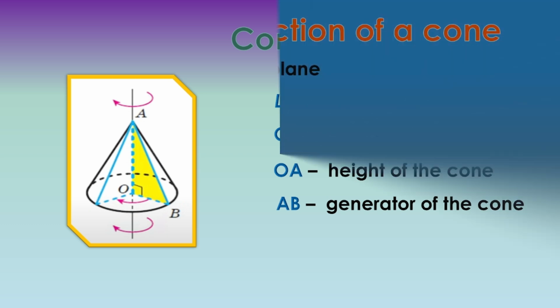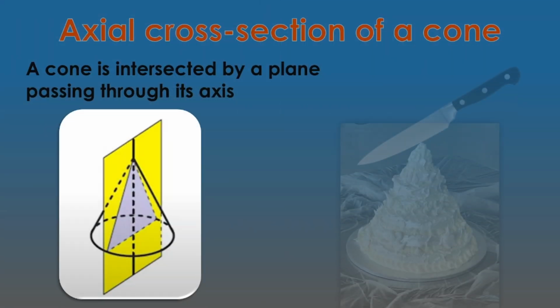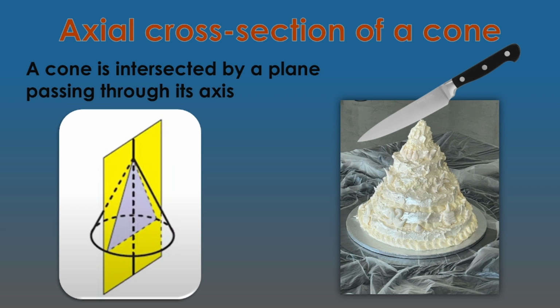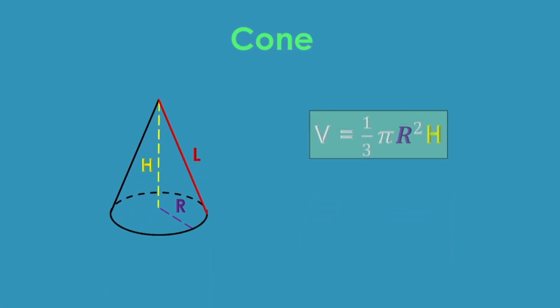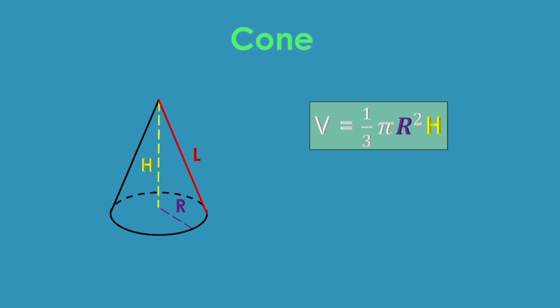The axial section of a cone is a plane that passes through its axis. That is, we conventionally took a cake and cut it in half. The volume of a cone is calculated using the formula V equals 1/3 times pi times r squared times h, where V is the volume, r is the radius of the base of the cone, and h is the height of the cone. The formula means that the volume of a cone is equal to 1/3 of the product of the area of its circular base and the height.